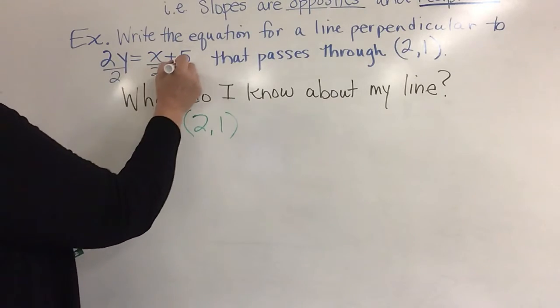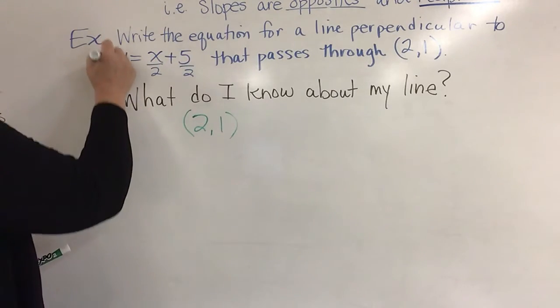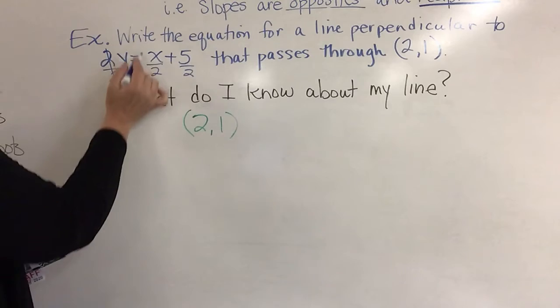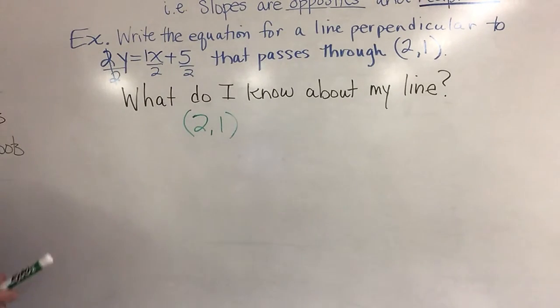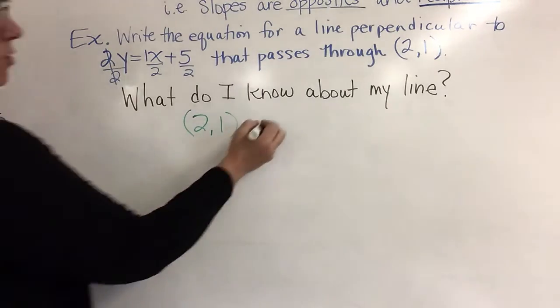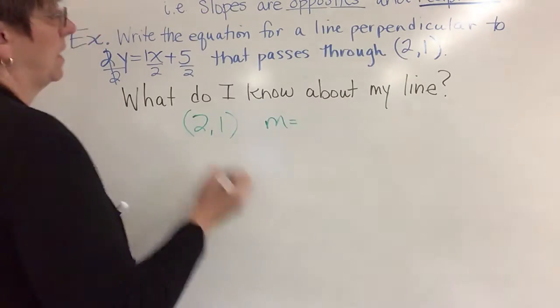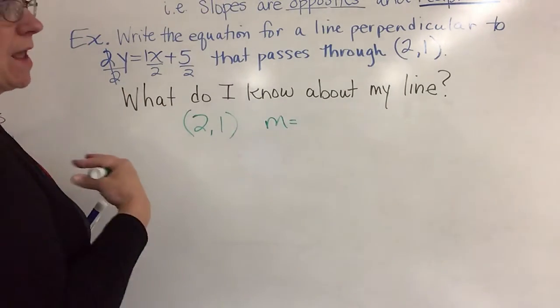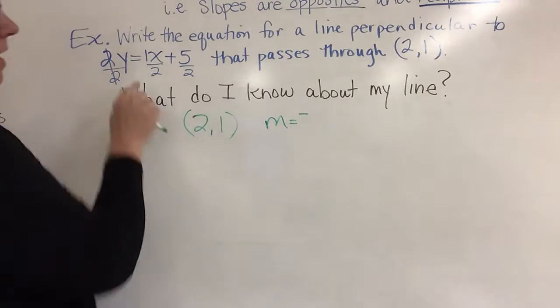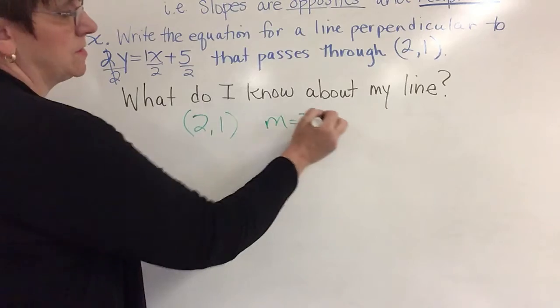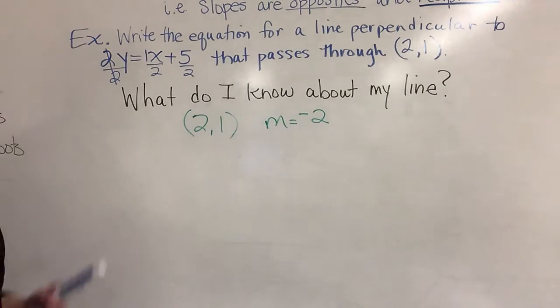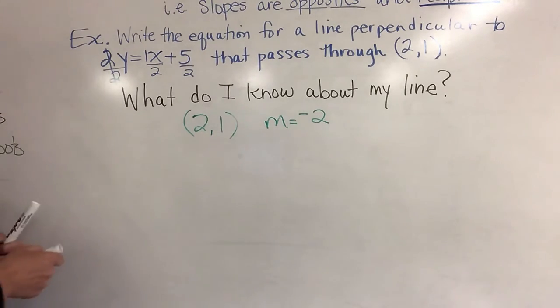Divide both sides by 2. This will simplify to 1. Now I see that this line has a slope of 1 over 2, or 1/2. This one's positive, so mine will have a negative slope, and I have to find the reciprocal of this. The reciprocal of 1/2 is 2 over 1, or just in this case 2. So now I have all the information that I need to know about my line.